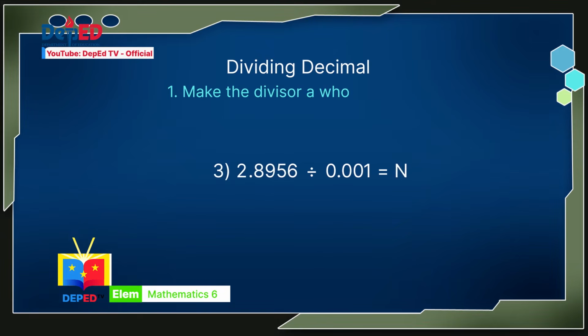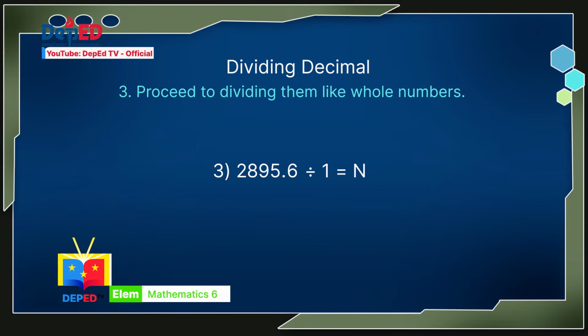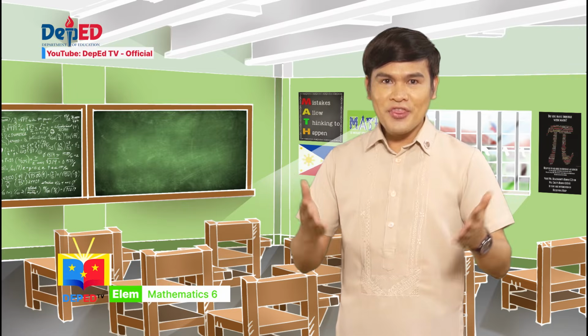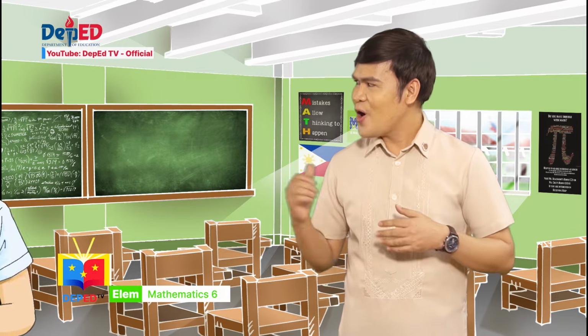In example number 3, we need to multiply the divisor by 1,000, moving the decimal point 3 places to the right to make it a whole number. Then, do the same to the dividend, moving the decimal point 3 places to the right as well. Our new equation is 2,895.6 divided by 1, which has the quotient of 2,895.6.